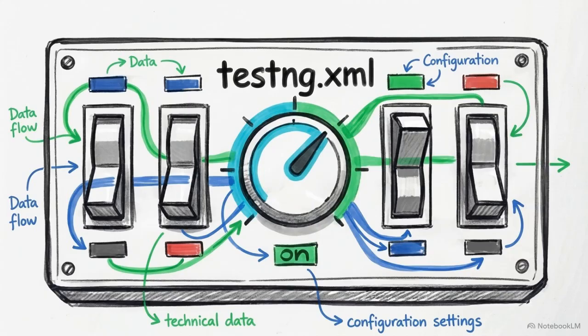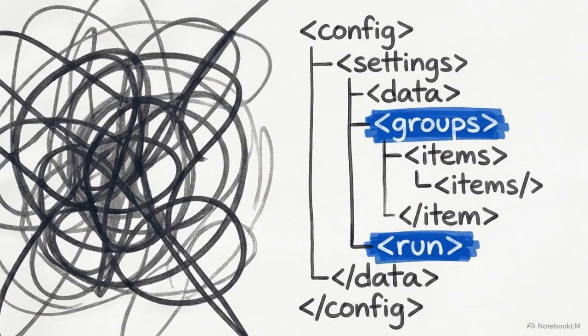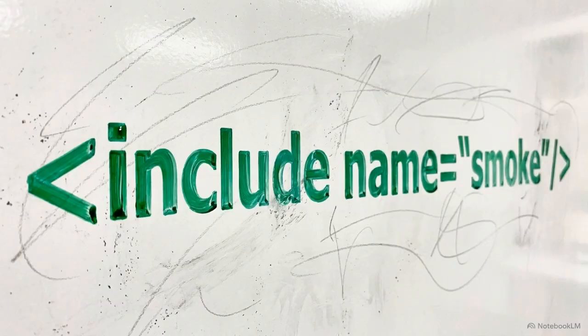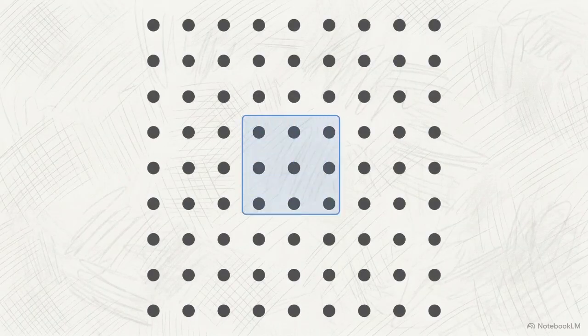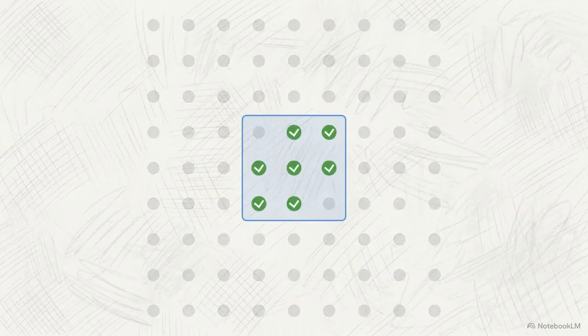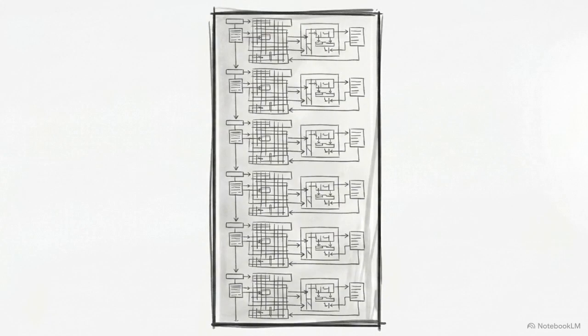To orchestrate all these groups and dependencies, we use the testng.xml file. This file acts as the master control switchboard for your entire suite. Inside the XML file, you create a groups block and use the run tag to specify exactly which categories to include. By adding include name smoke, you tell the compiler to ignore everything else in the project. With groups and dependencies set, you gain surgical control over your test runs, giving you faster feedback loops by running only what you need.